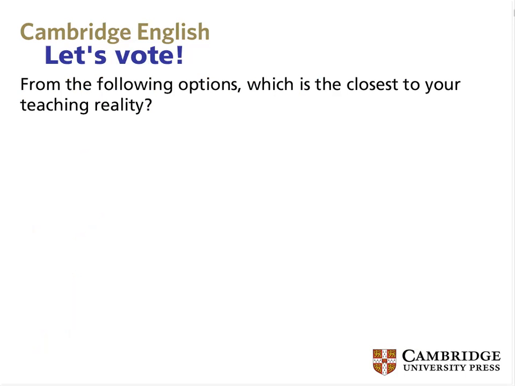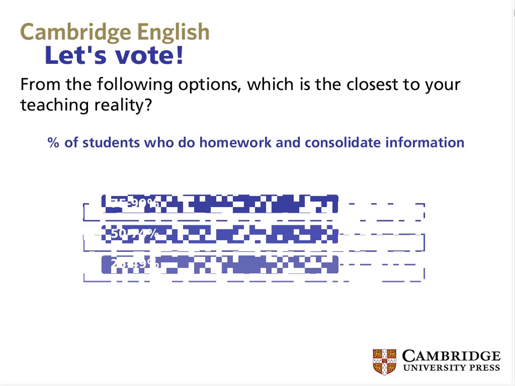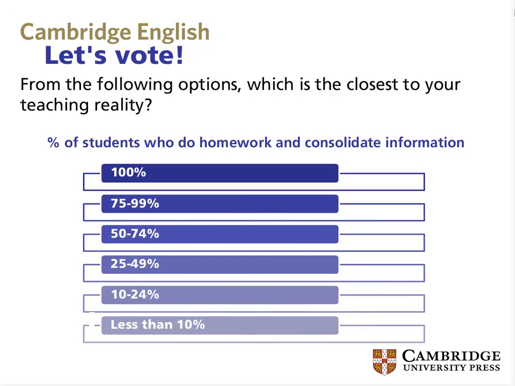And that leads into certain points in which we may want to think about a few things. Let's have a quick question here. From the following options, which is the closest to your teaching reality? The percentage of the students who do homework and consolidate information, would you say that 100% of them is doing homework and consolidating information, or would that decrease from 75 to 99%, 50 to 74, 25 to 49, 10 to 24%, or less than 24%?